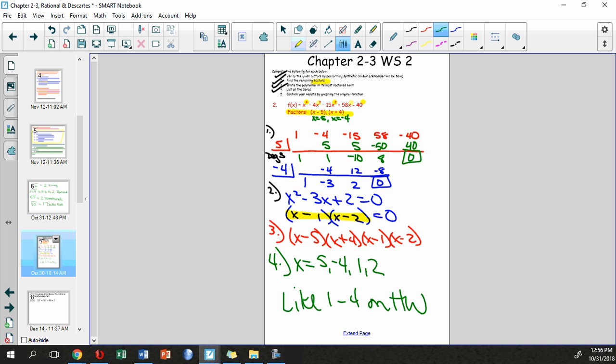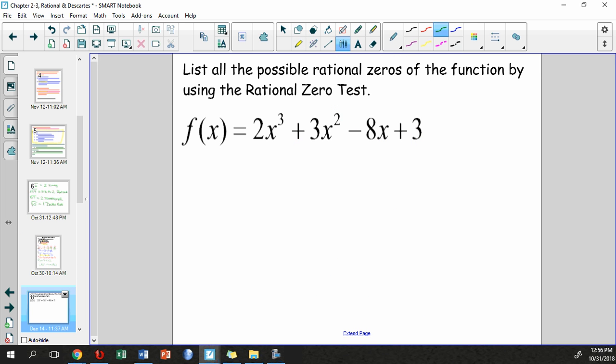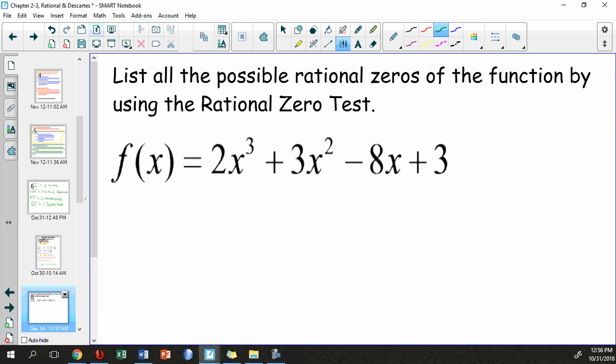Excellent. Okay. Now, what we learned earlier today is we talked about the rational zeros. And whenever I said rational, what did we say a rational number was? Any number expressed as a fraction, right? So the rational zero test goes ahead and gives us every possible zero that is a fraction for that particular polynomial. So the way you're going to do this is you're going to find what P is. P is your constant. What is my constant here?